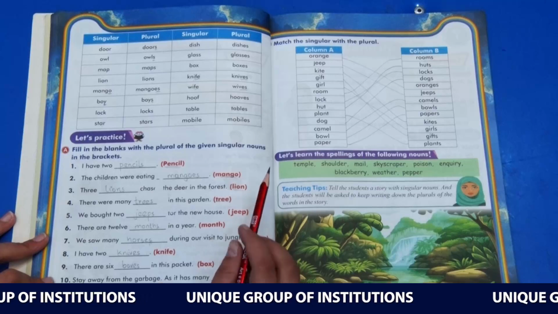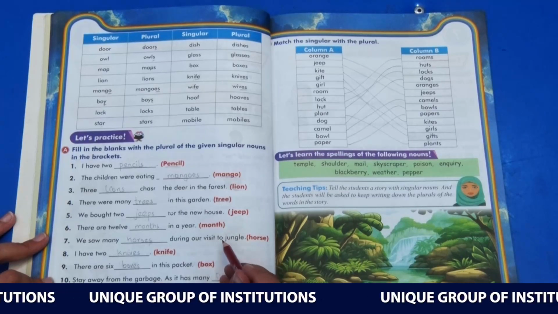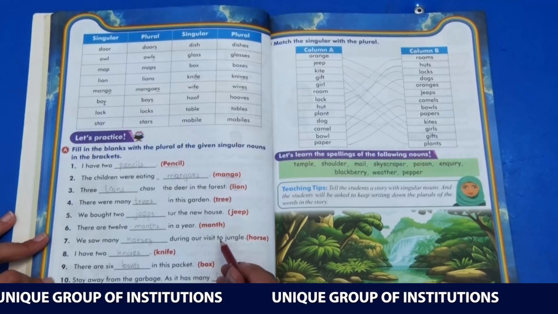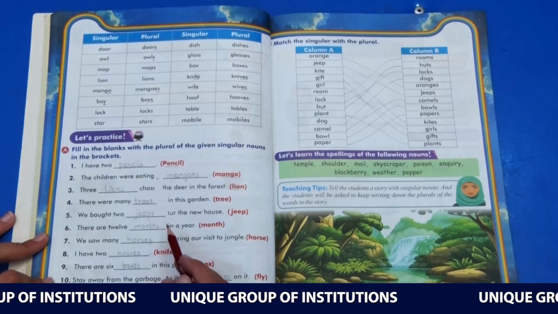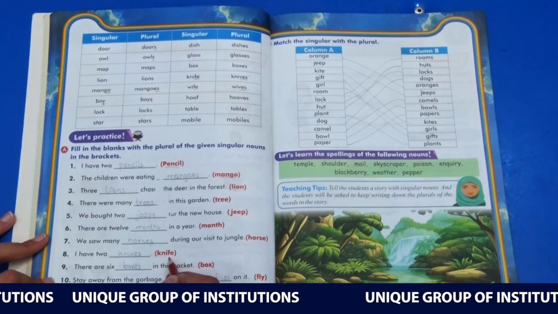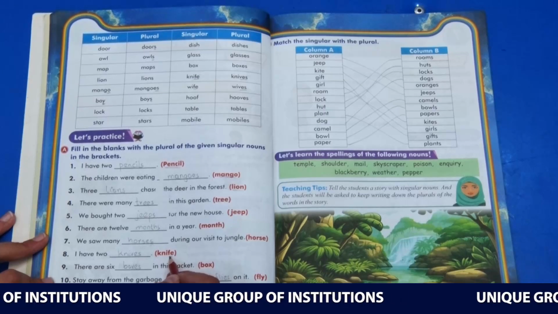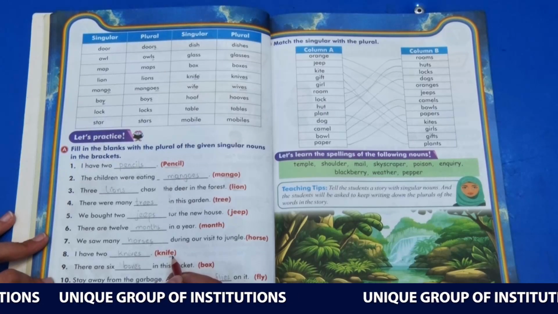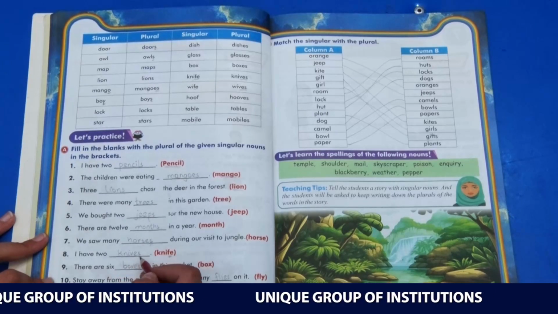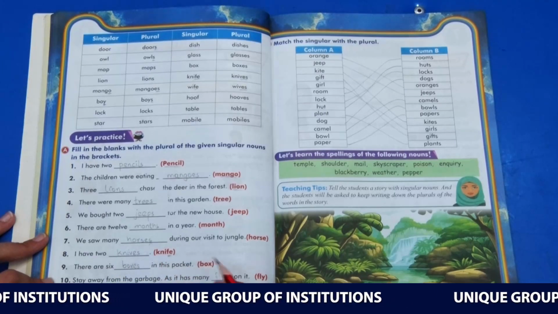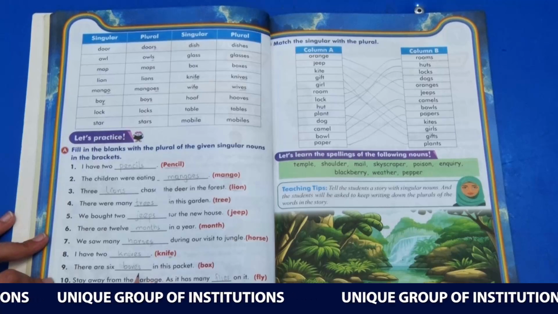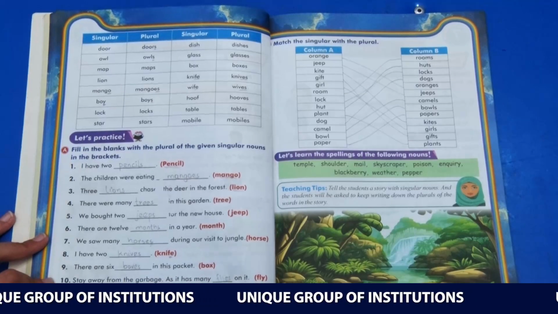As you can see, we have different words in the bracket and we make them plural. We need to put s or es at the end of the words. As we can see here, it is the knife, in which the last letters are fe. We need to remove fe and put ves to make its plural form. Okay, then we have box, boxes, fly, flies.